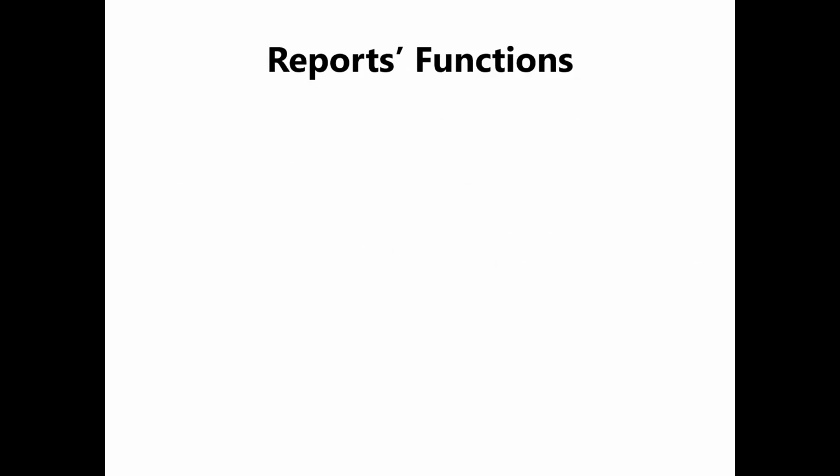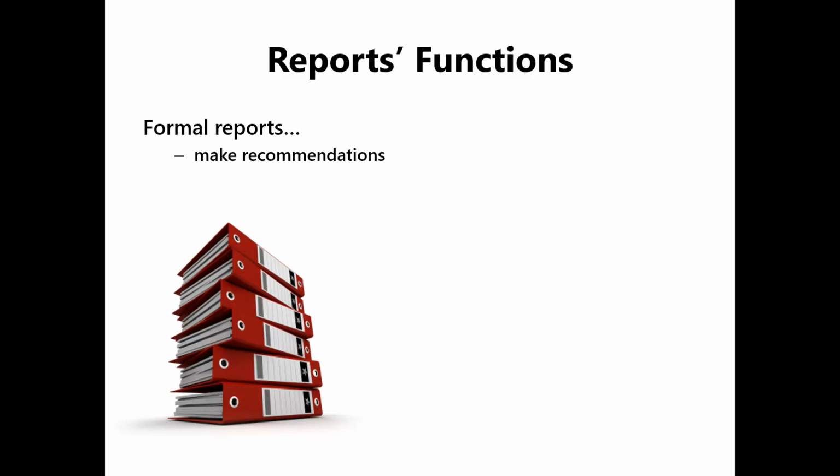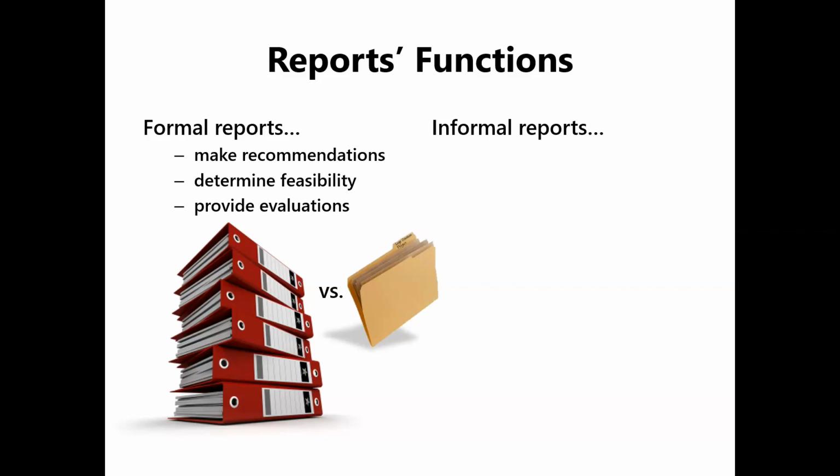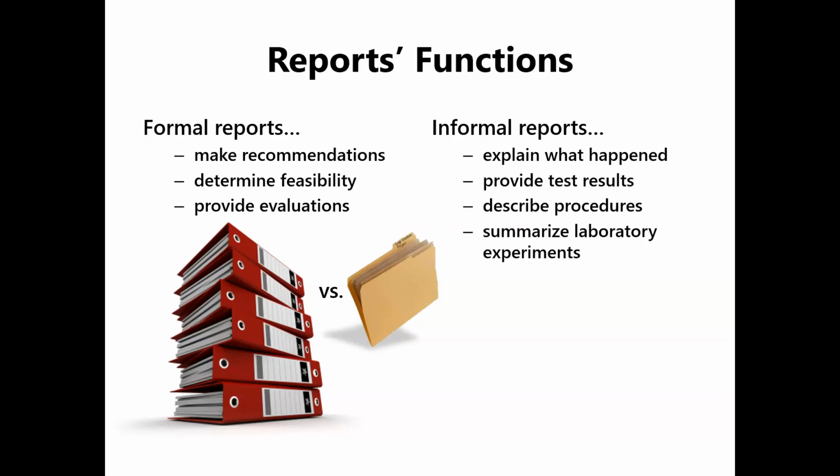How do these things function? Formal reports, they do things like making recommendations, they determine feasibility, they provide evaluations. There are other possibilities as well, but these are some of the more common ones. An informal report, on the other hand, is usually doing something like explaining what happened, providing a test result, describing the procedures that were followed, summarizing a laboratory experiment, what did we do, describing the progress or status of a project, and all sorts of other interesting things. So informal reports cover a wider variety of possibilities than formal reports usually do.